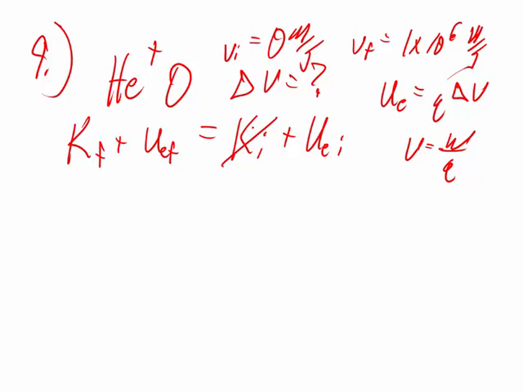Let's rearrange this equation here. Basically what we can do is bring the U over, so U final minus U initial, that's electric, is equal to what?